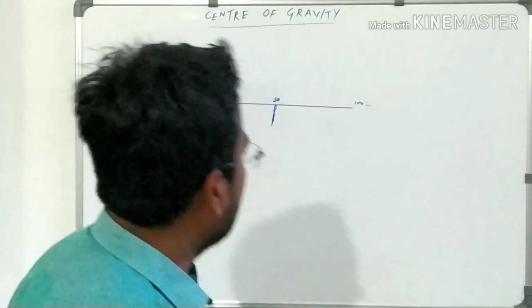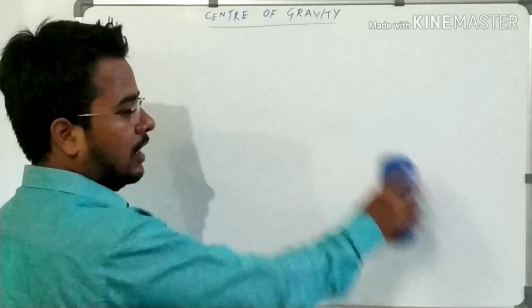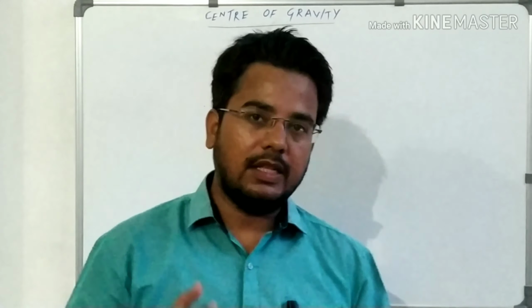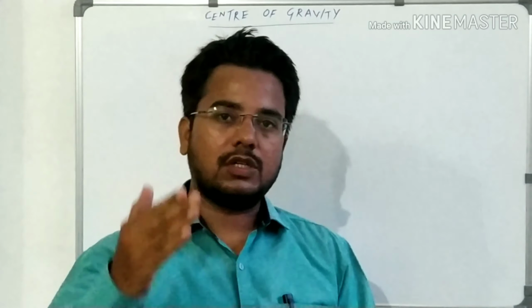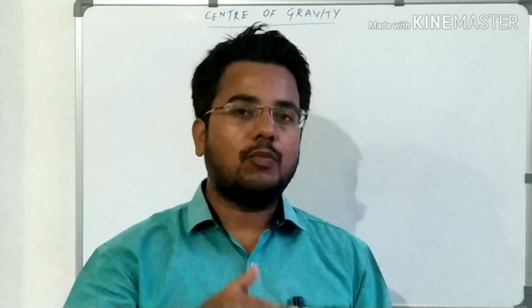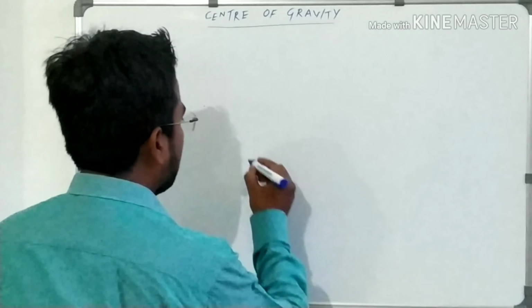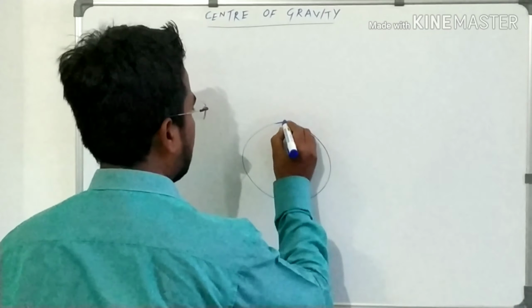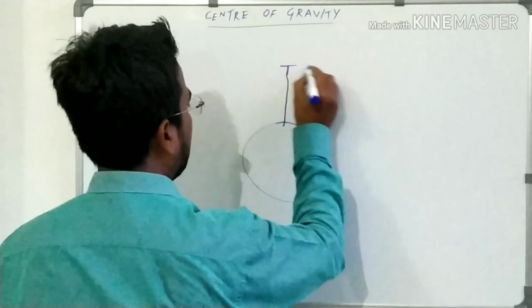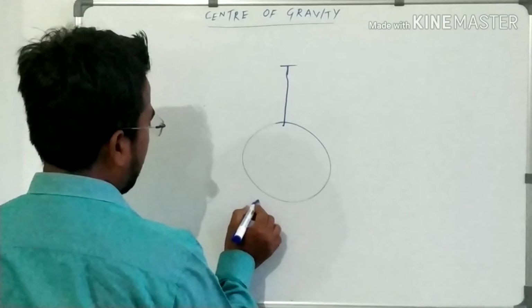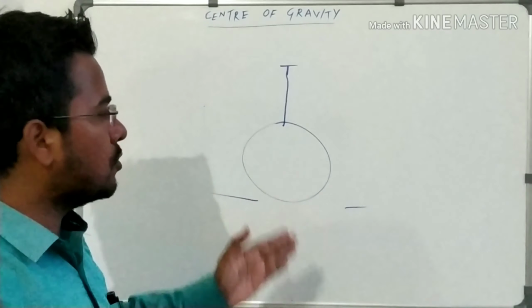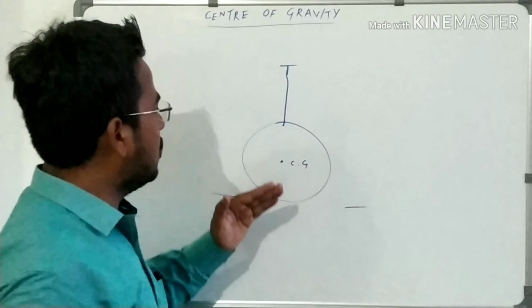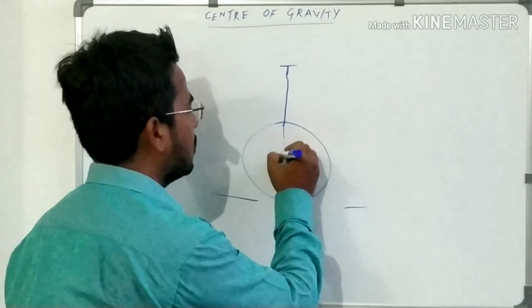Now if a body is freely suspended and it comes to rest, then its center of gravity is just vertically below the point of suspension. For example, suppose a disk is freely suspended by a thread and it is moving. But when it comes to rest, its center of gravity CG will be just below its point of suspension.